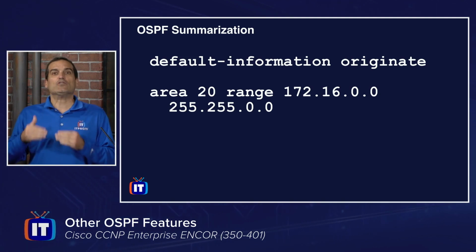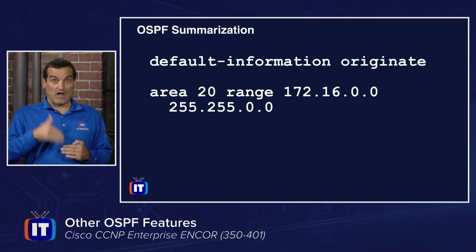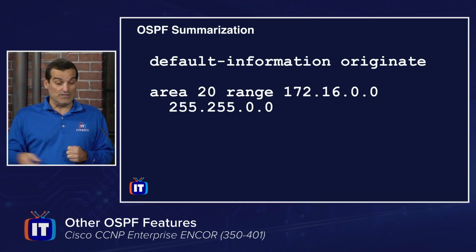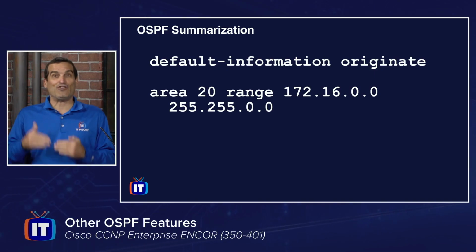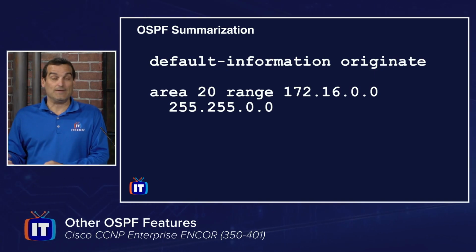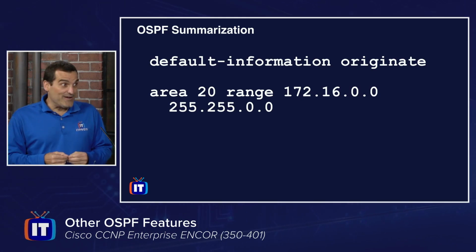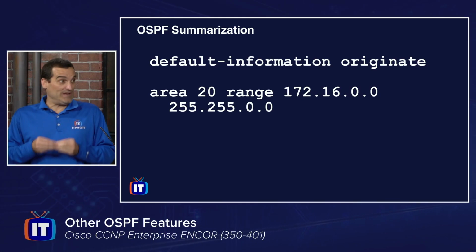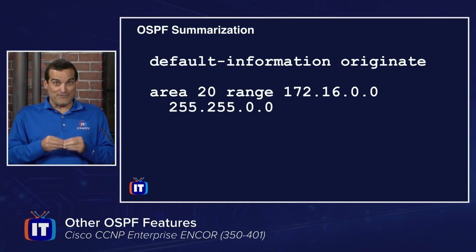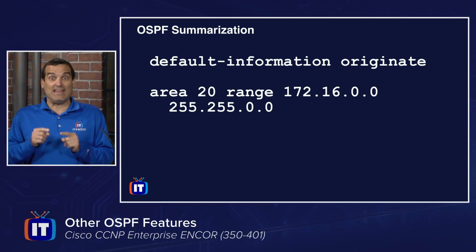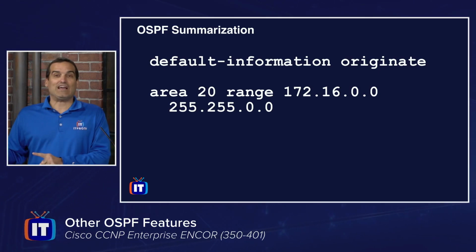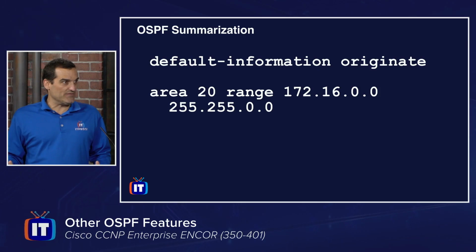You can go in router configuration mode, so router ospf 1, for example, and then you issue the default-information originate command. If you have a default route in place, if you have the default gateway set on that device, it will advertise that to all of the OSPF speakers.